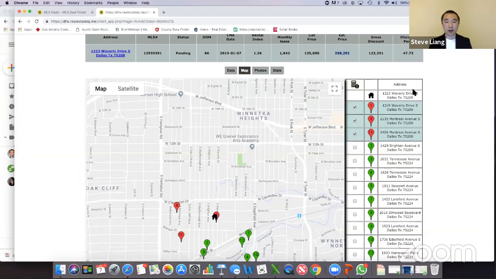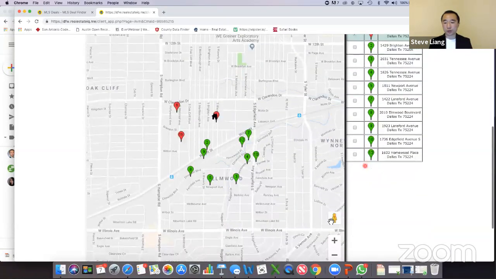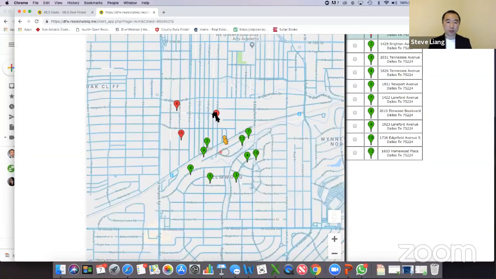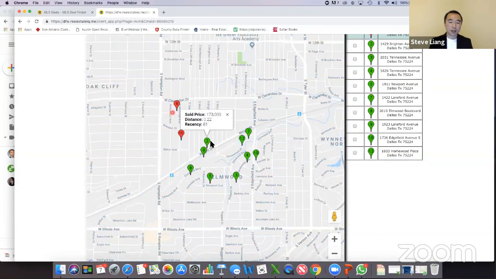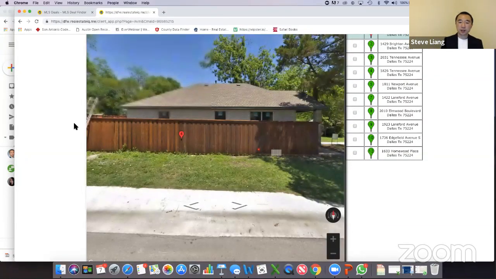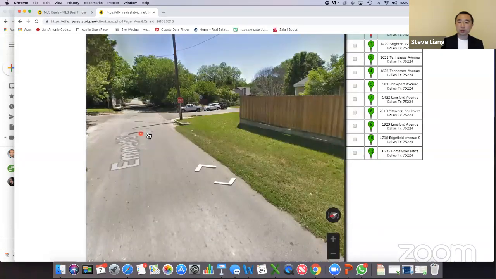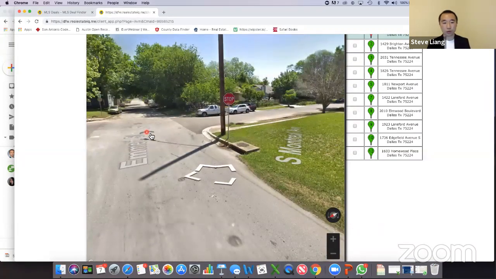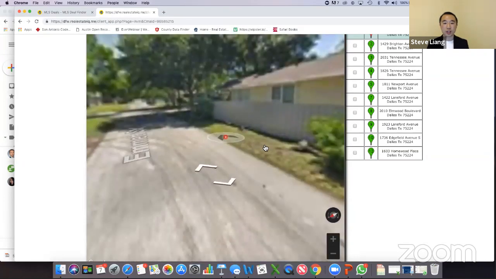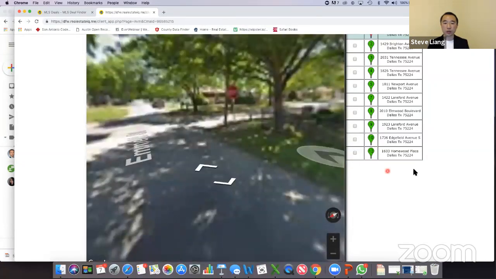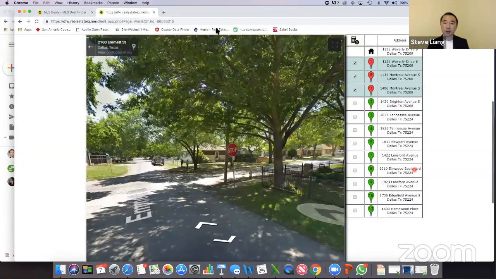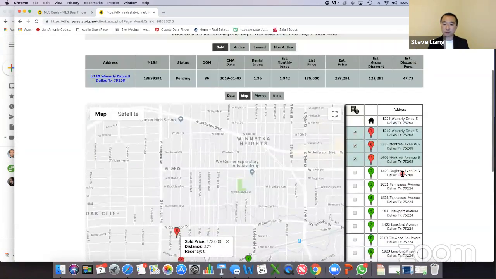Then one more thing here is that we can do street view. So we can drag the street view, and we can virtually check out the neighborhood thanks to Google. We have a very good integration here. And so you can virtually check out a neighborhood, check out the cars in the area, check out the houses, a lot of information.